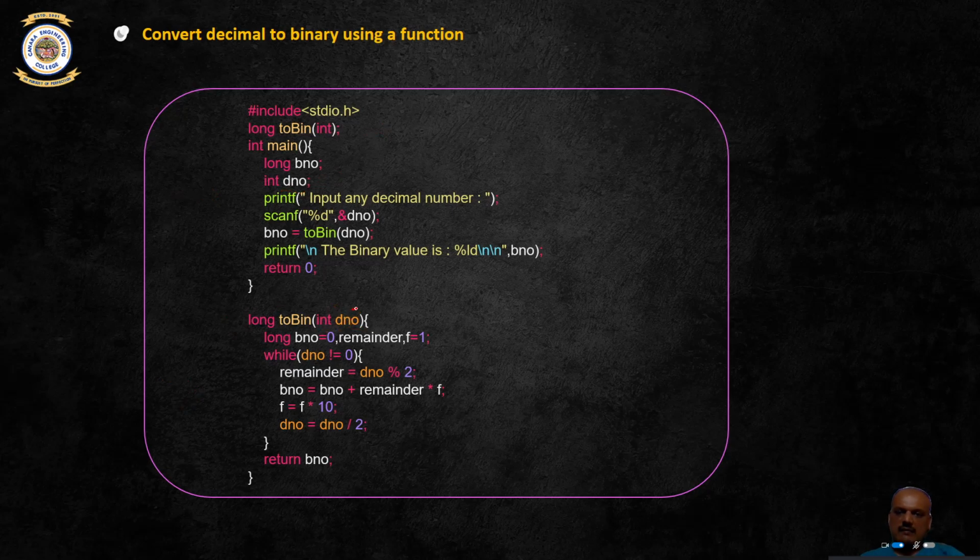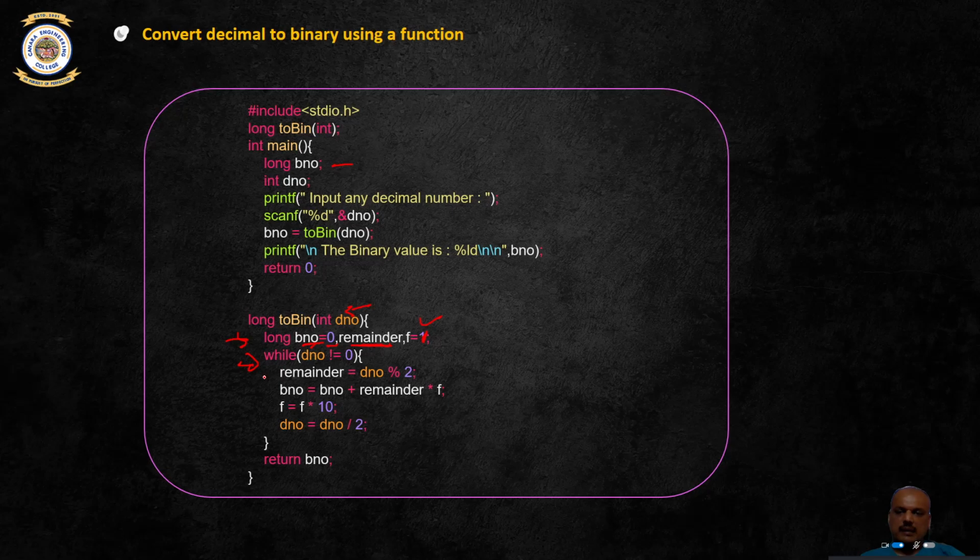Once the value of dnum has been passed from the main function, I initialize the bnum, which is local here. This bnum is different from that bnum, and it is initialized to 0. Then I have a remainder variable to store the remainder, and f, the place factor. I initialize f to 1. Then I iterate through dnum till it is not equal to 0.